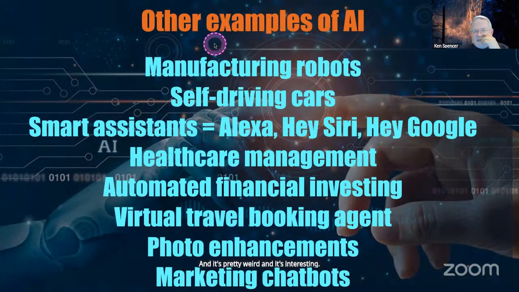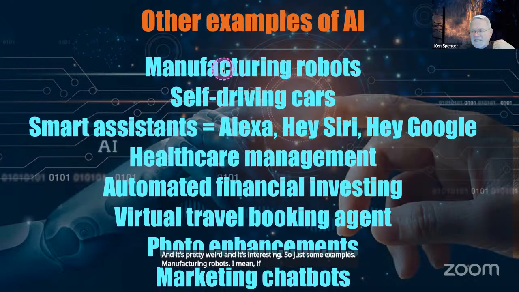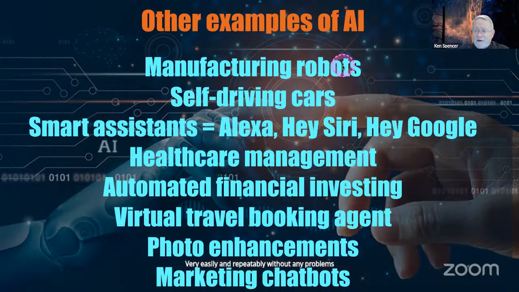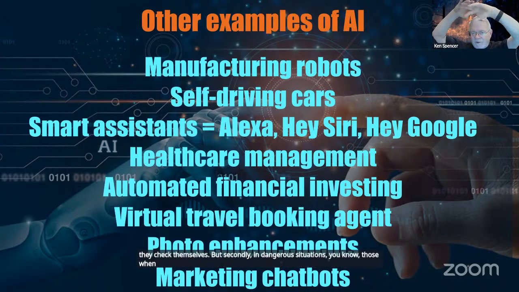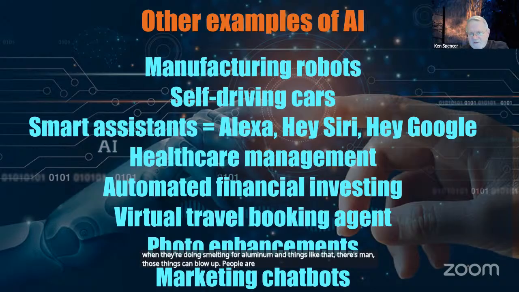So just some examples. Manufacturing robots. If you think about a steel mill where they're melting steel and everything else, manufacturing robots can do monotonous tasks very easily and repeatably, with very few errors because they check themselves. But secondly, in dangerous situations, like smelting aluminum and things like that, those things can blow up. People are in all these hot suits. It's very, very dangerous. Well, a robot is a great fit for that.